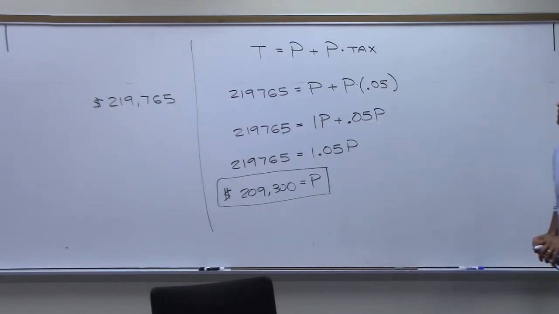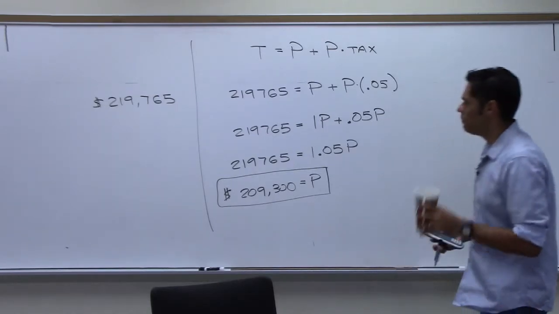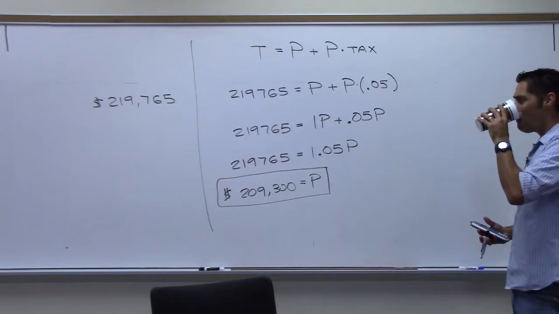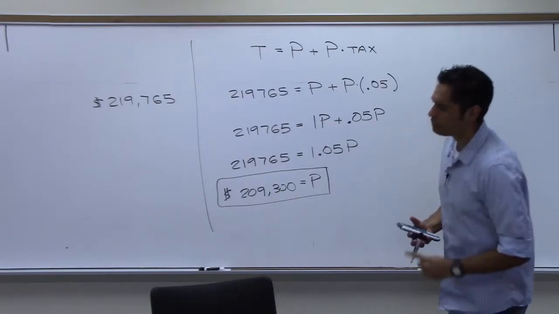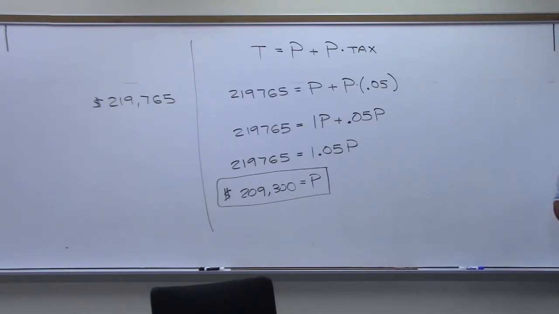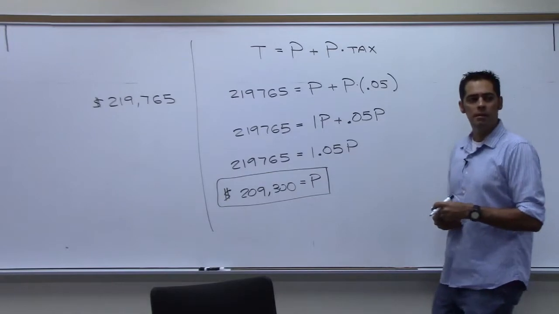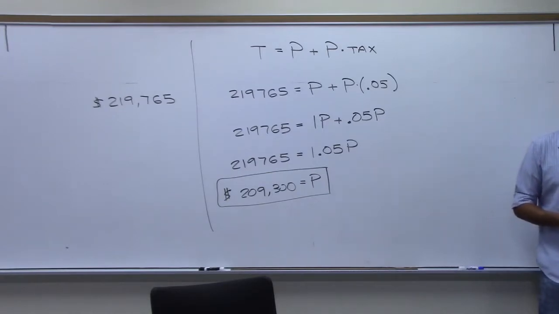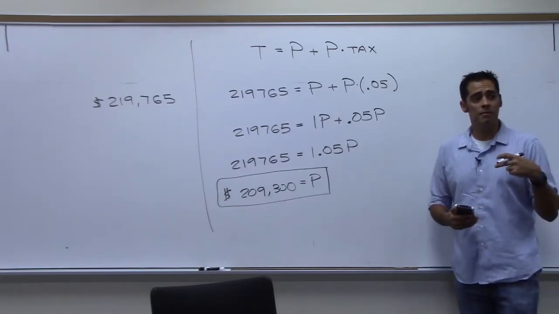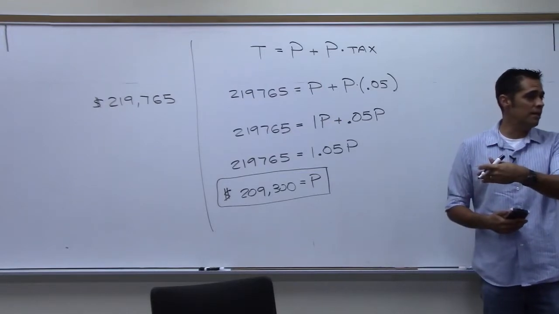So like $290,765 times the tax, which is 0.05, and then you get however much the tax was out of that, minus it from the original price. That should not work. And the reason why is because you're taking 5% of something that already has 5% on it.